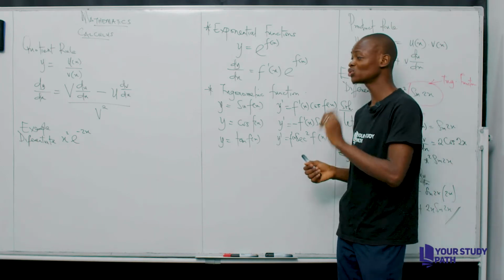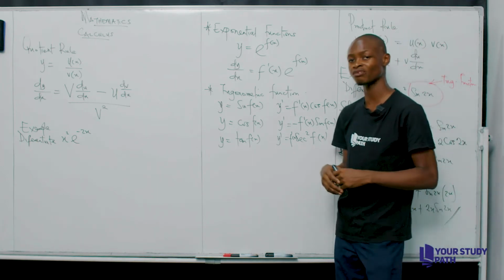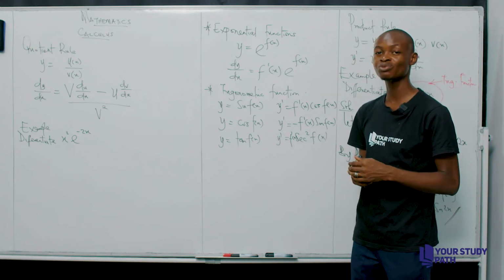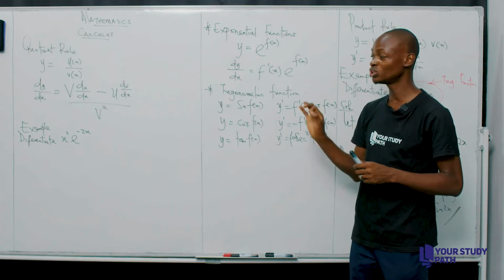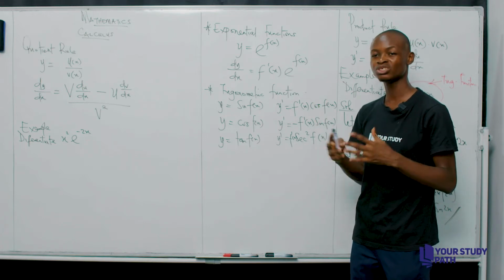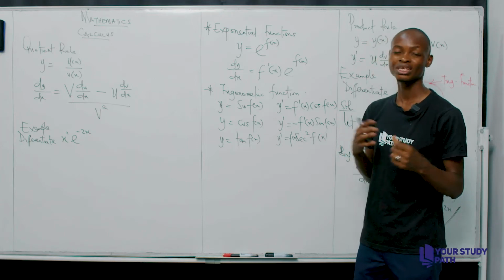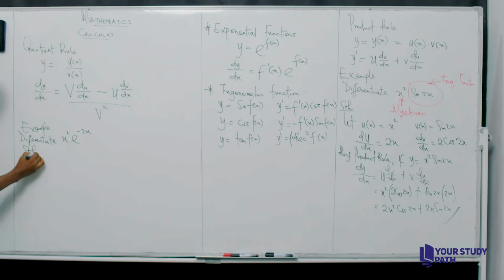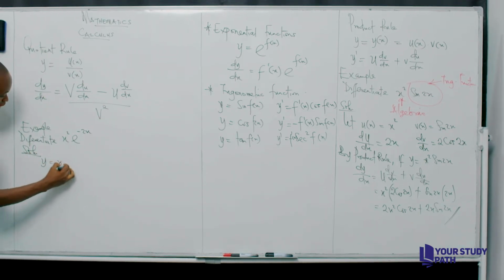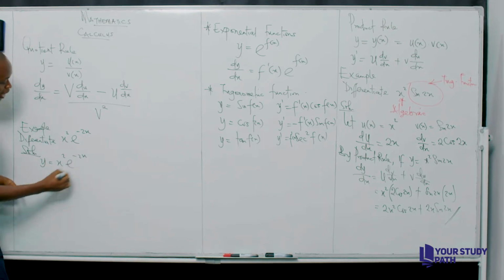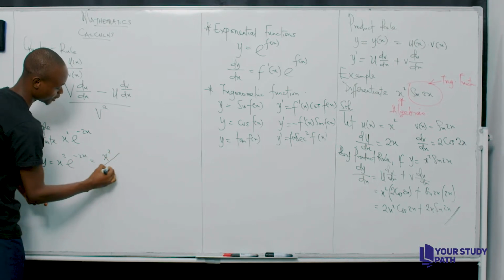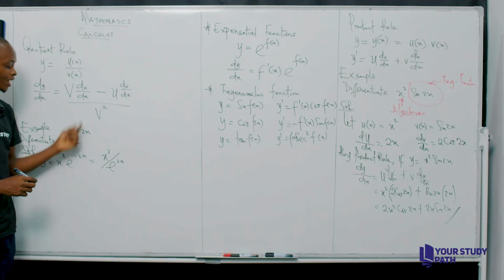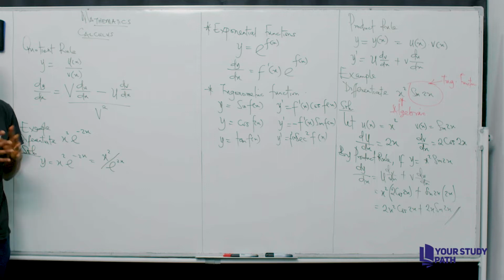So we will proceed to solve this question using the two rules that we have. We will first solve it using the quotient rule, and then we will solve this same question using the product rule. And then we'll see if there can be any similarities within the answers we get. Let's begin. So we write y is equal to x squared e raised to power minus 2x. And you can write this as x squared divided by e raised to power 2x. The negative power becomes a reciprocal. That is the law of indices.